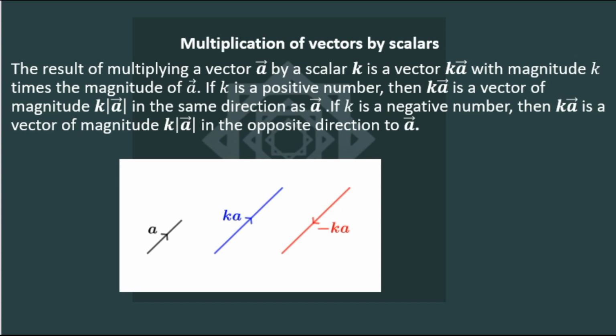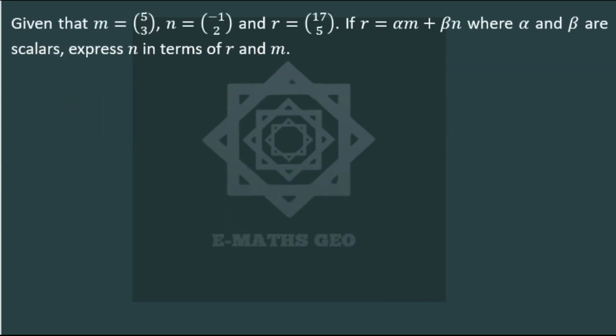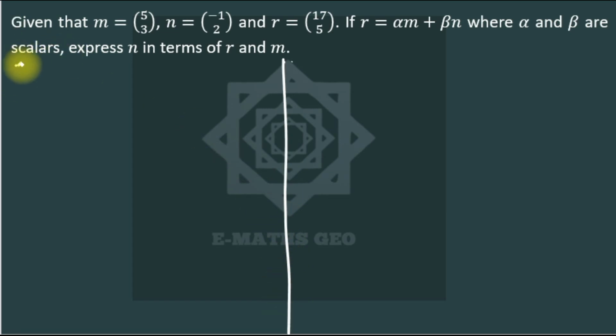So look at this question. They said, given column vectors m, n and r, if r equals alpha m plus beta n, where alpha and beta are scalars, express n in terms of r and m. So let's draw a line. This will form a simultaneous equation. Remember, we're asked to express n in terms of r and m. So in our expression, we'll see n, r and m, and n will be the one to stay alone. That's the subject of the formula. So n must be equal to something r and something m.